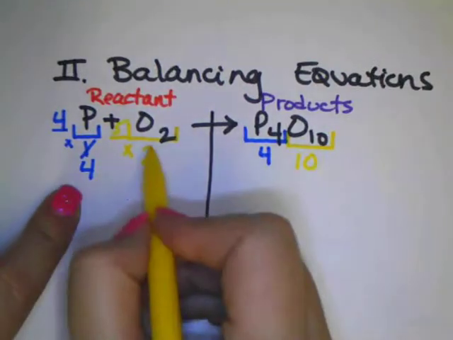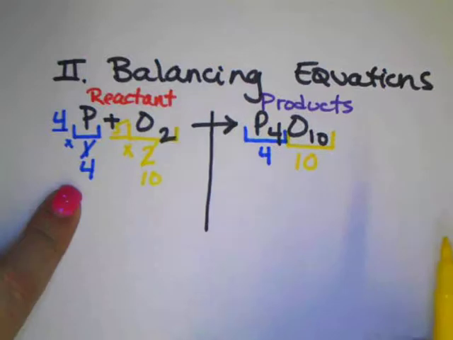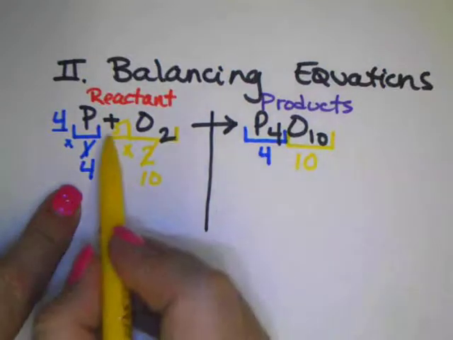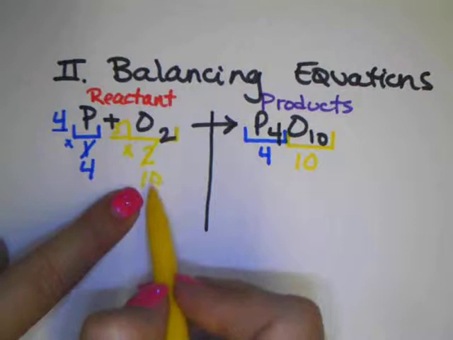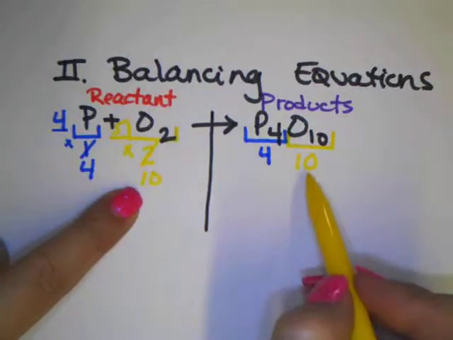5 times 2 makes 10. So I'm going to put a 5 as my coefficient. I'm going to cross out my 2 because the total of 5 times 2 is 10, and now the reactants and the products match on both sides.